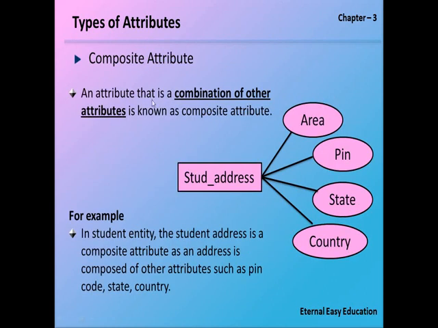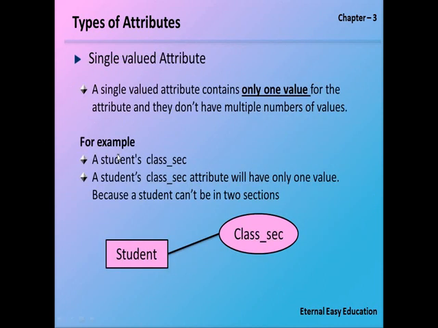Composite attribute. An attribute that is a combination of other attributes is known as a composite attribute. In a student entity, the student address is a composite attribute, as the address is composed of other attributes. In the student address attribute, the details are area, pin, state, country, and when the data from all these attributes is collected, it forms the student address. So it depends on the combination of other attributes, so it is a composite attribute.